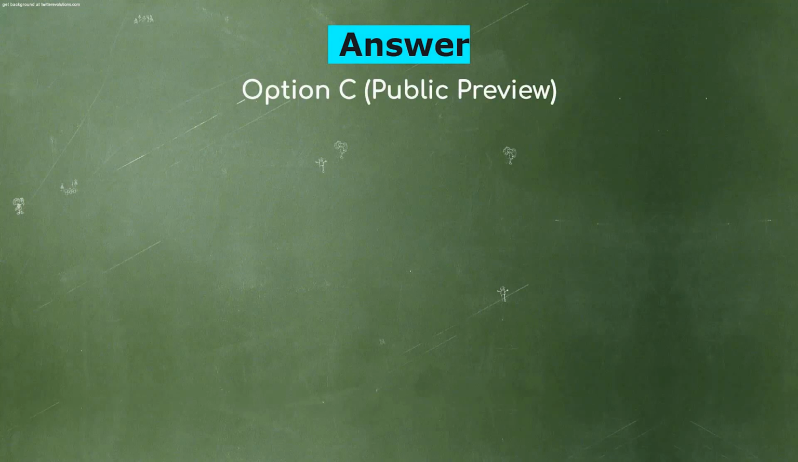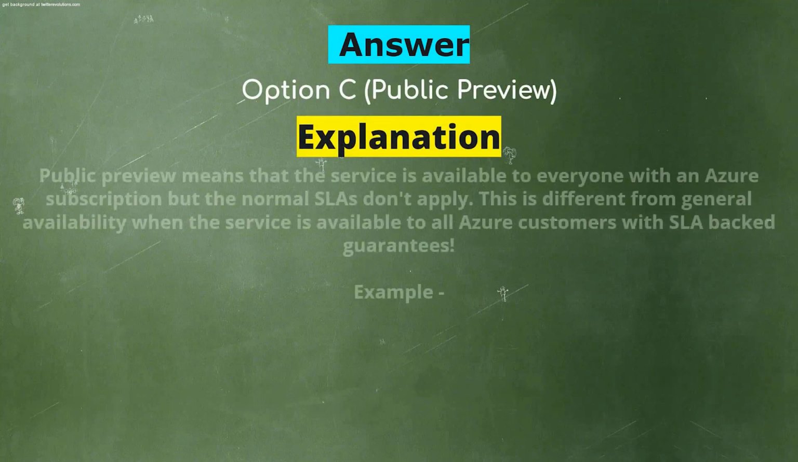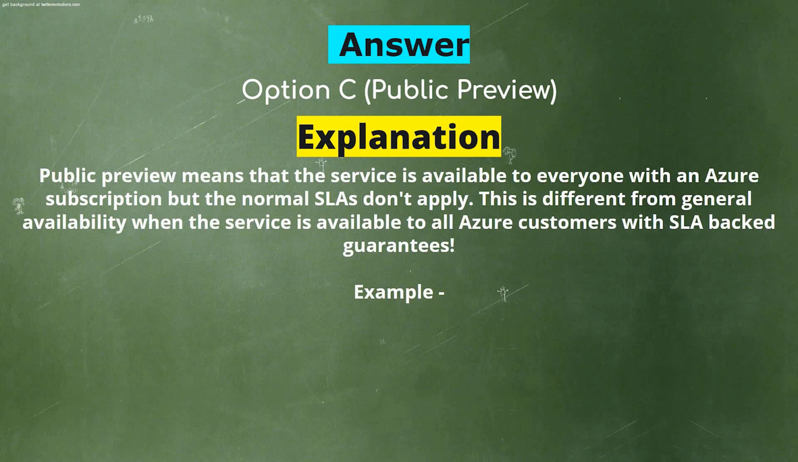Public preview. Explanation. Public preview means that the service is available to everyone with an Azure subscription, but the normal SLAs don't apply. This is different from general availability when the service is available to all Azure customers with SLA-backed guarantees.